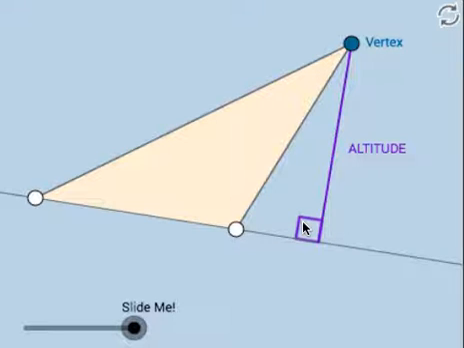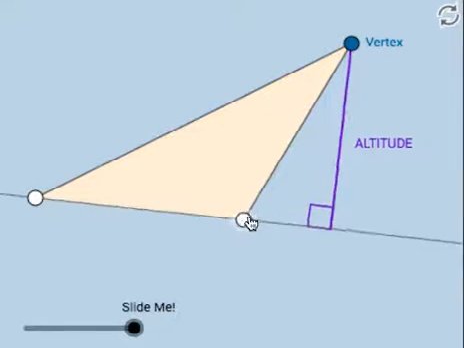So how would you put this into words? It's kind of tricky, right? Here's the altitude. The altitude is a segment, that purple highlighted segment right there. It connects a vertex to, well, not so much the opposite side. If you notice here, this perpendicular doesn't even meet that side.